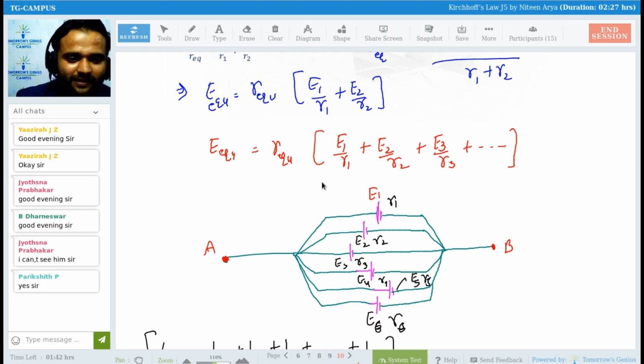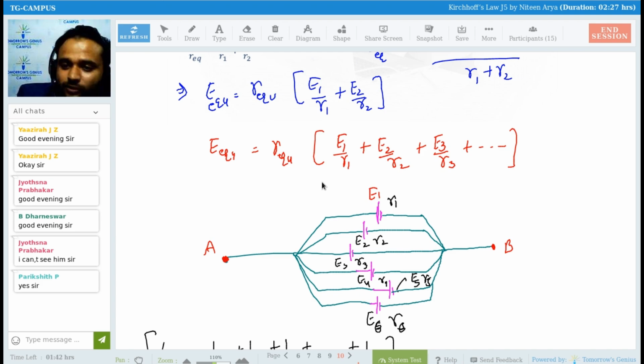Clear? You look tense, beta. What happened? Jyotsna, why are you eating your nails? This is a bad habit. And what happened to you, sir, Parikshit? Your camera is blurred. You need to wipe your camera once. Again it is blurred. Leave it.